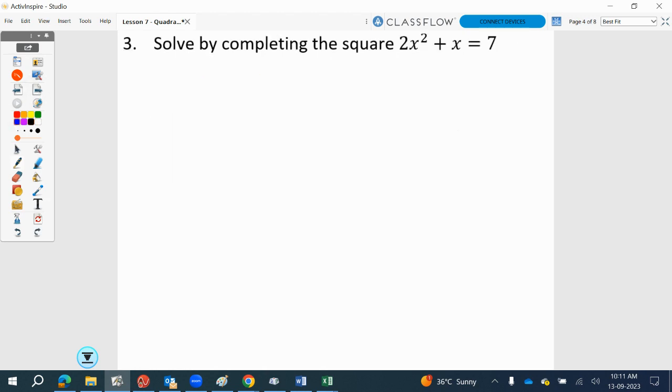Let's try a slightly harder one. So we're going to solve this one by completing the square. Are we ready to move on? Yes. Anyone not ready to move on yet? Okay.